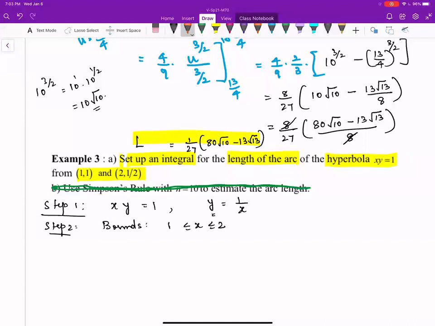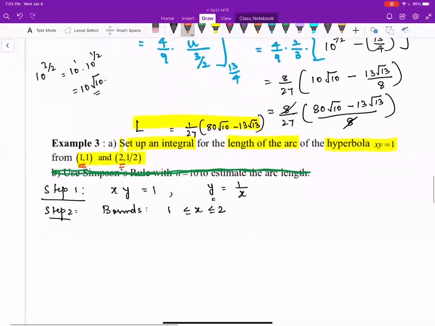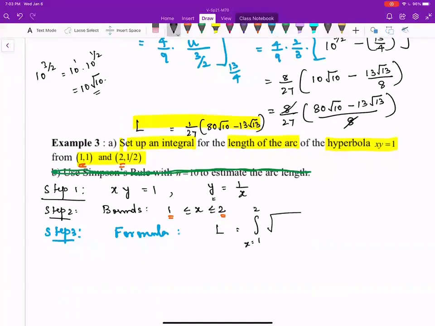So how do we get that? It goes from x equal to 1 to x equal to 2. So those are the bounds of x. So now step 3, recognizing the formula. The formula that we are going to use for arc length here is L equal to integral from x equal to 1 to 2 of square root of 1 plus dy by dx, the whole square, dx.